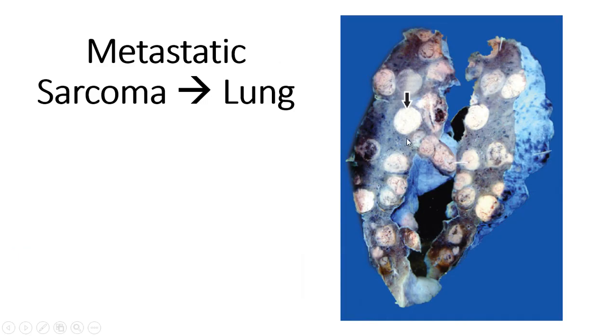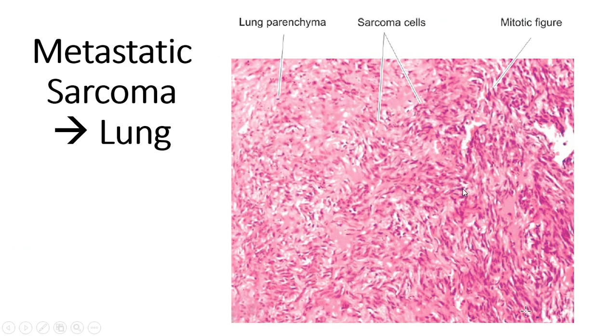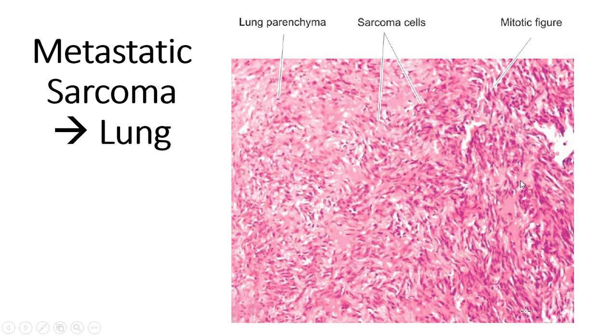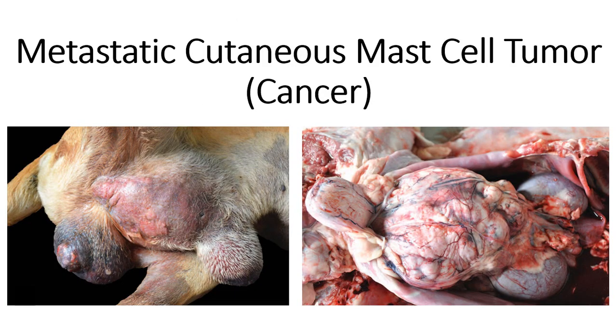This must be a malignant tumor. This part here is the mass of the tumor, and this one here is the histopathology. This wavy pattern is characteristic of a fibrous tissue tumor. We call it fibrosarcoma. This is another example of a malignant tumor.